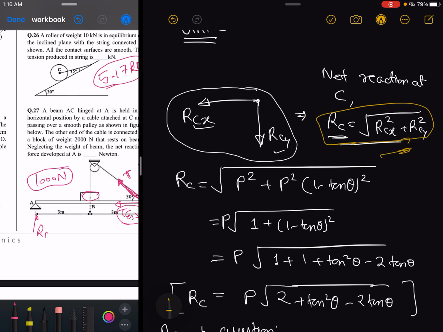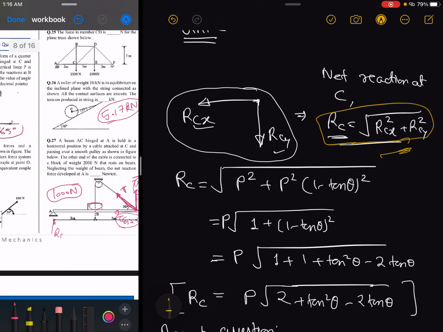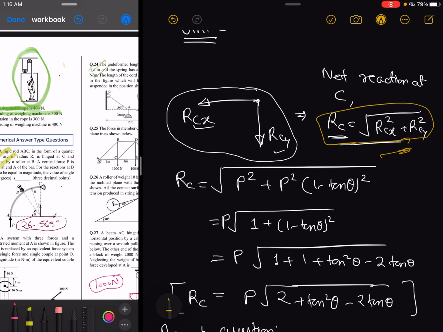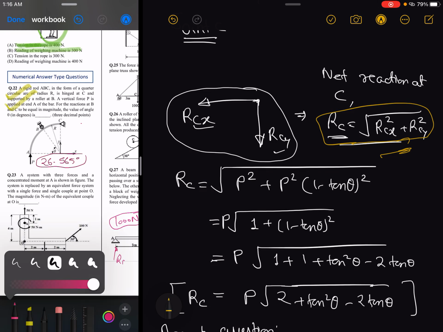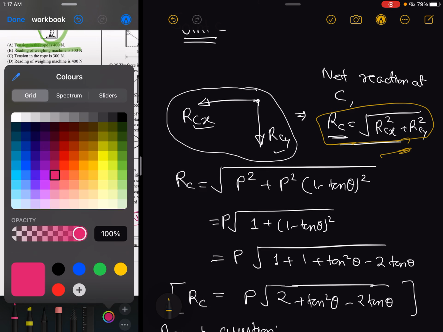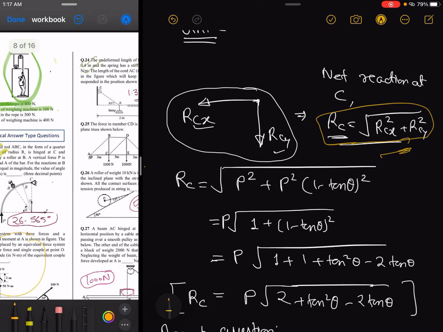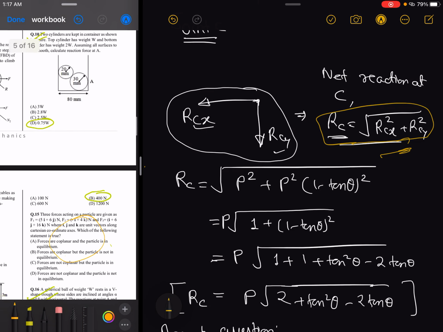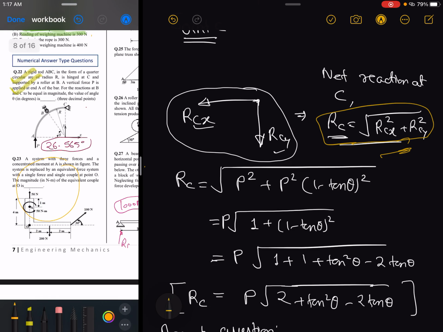This is the answer which you get after solving this problem, right? So question number 27 you have to do by yourself. I have discussed question number 22 and question number 24. We have put some questions on hold: question number 23 and question number 15. Okay, so this is all about the statics portion.